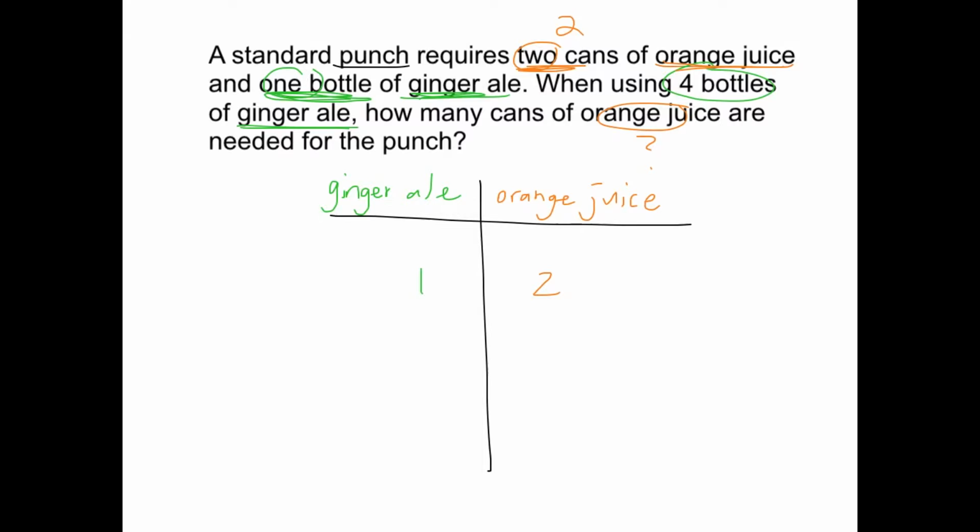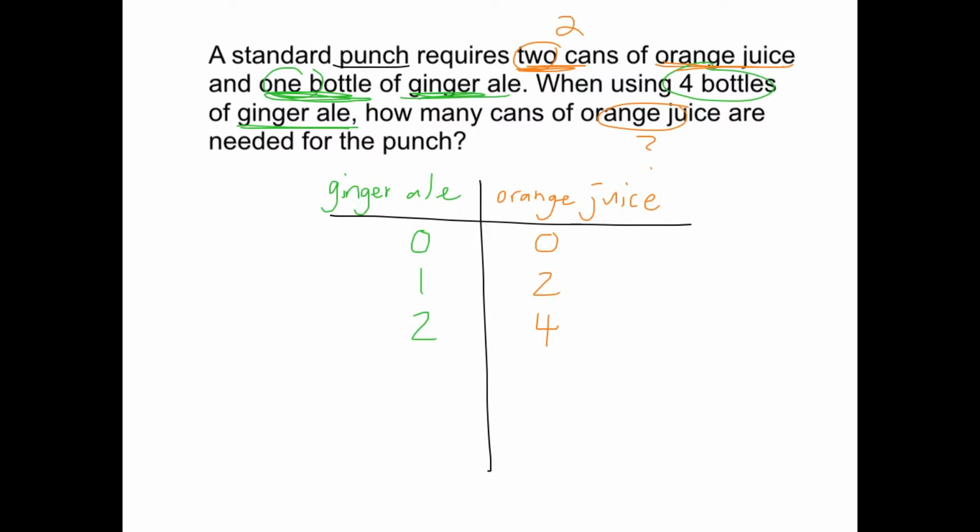What if we don't put any bottles of ginger ale? How many cans of orange juice do you think we're going to need? Right, 0, because we're not making any punch. As soon as we add 1 bottle of ginger ale, we need to add 2 cans of orange juice. So what if I have 2 bottles of ginger ale? How many cans of orange juice do you think we need? Well, if I'm doubling the number of bottles of ginger ale, I need to double the number of cans of orange juice. What's 2 plus 2? Or 2 times 2? That gives us 4.